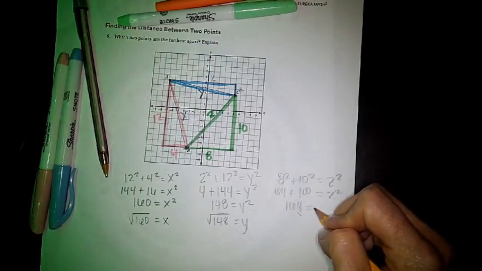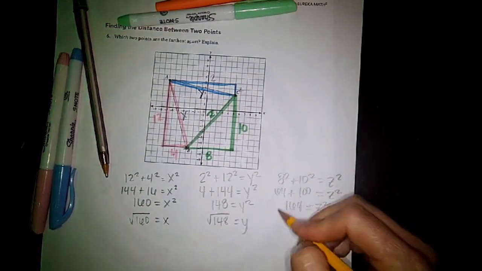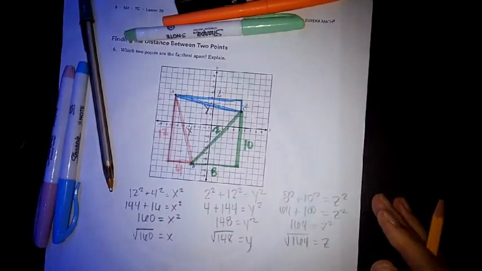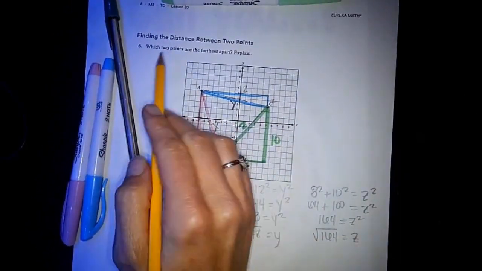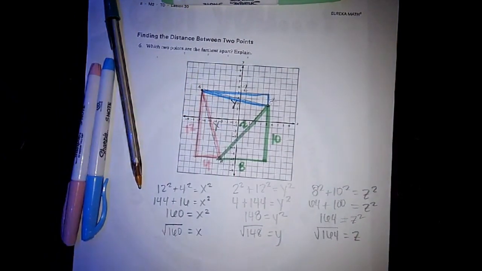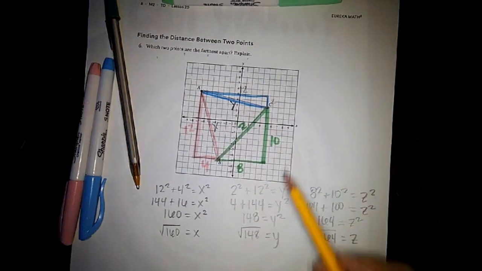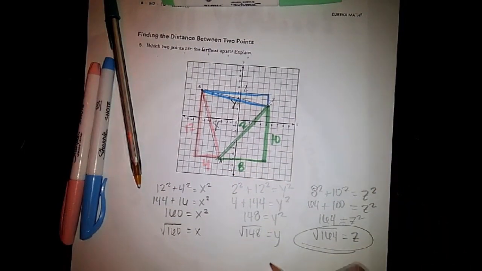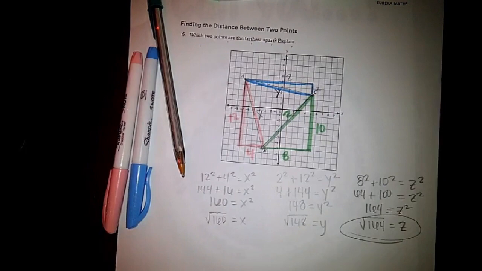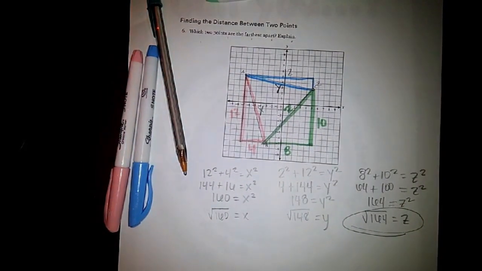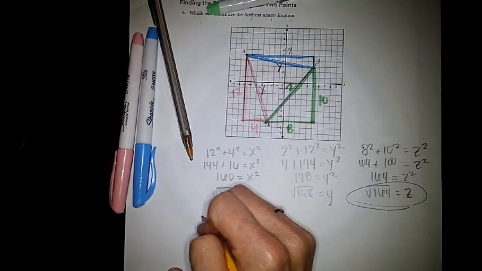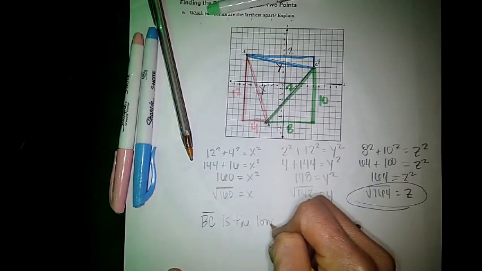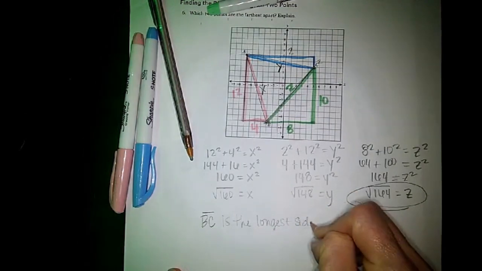Okay, so question. Which 2 points are the farthest apart, class? B, C. This one. Because why? It has the highest. Okay, so ready? Pay attention to how I'm writing this. Everybody look. BC is the longest side because when using the what? Pythagorean theorem.